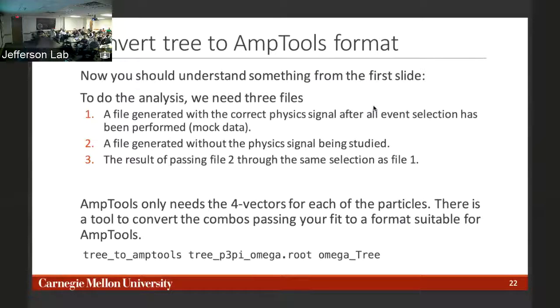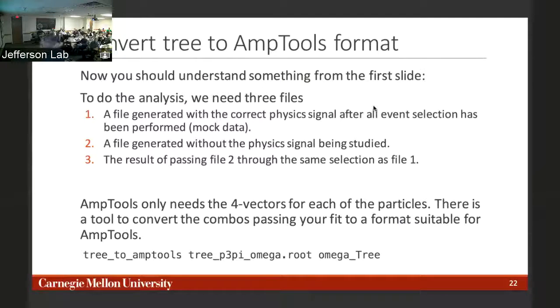Okay, so now you should understand what I was talking about on the first slide. We have the correct physics signal and the file generated without the physics that we're studying, and then the result passing through. This way we can do our acceptance corrections to our signal sample and hopefully get out something that looks like what we put in.